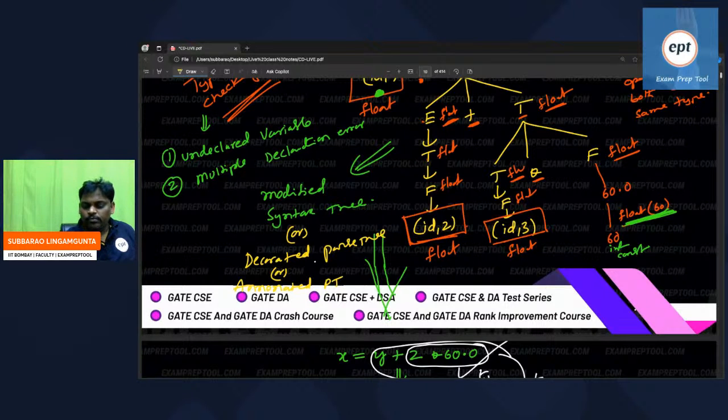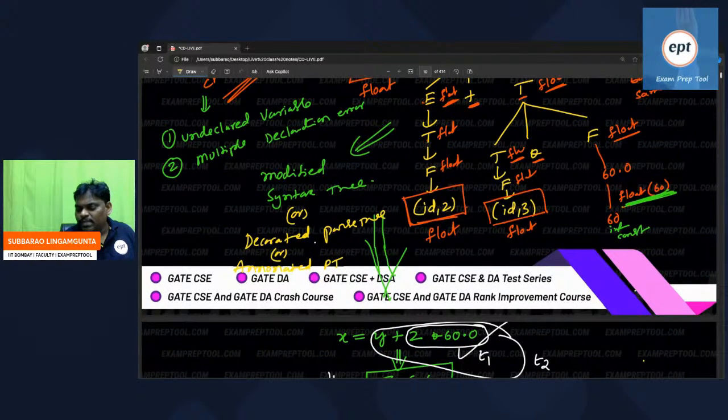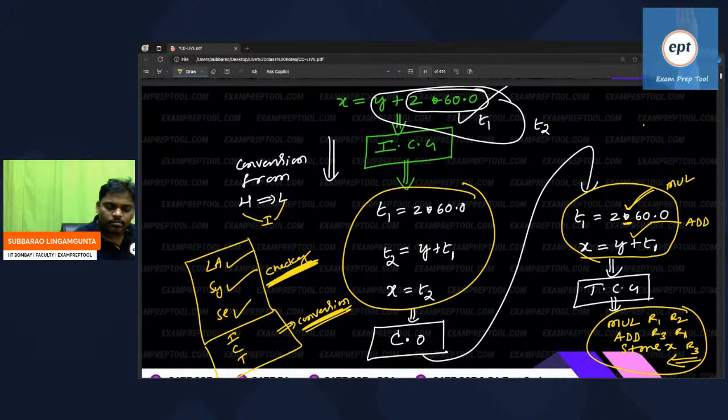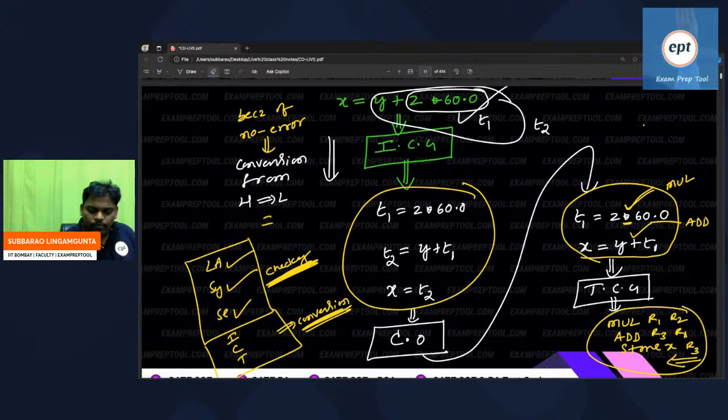Now, these 3 phases successfully completed means there is no error. Because of no error, start conversion. Previous things successfully completed means no error, then start conversion. Conversion from high level to low level. So I started conversion.